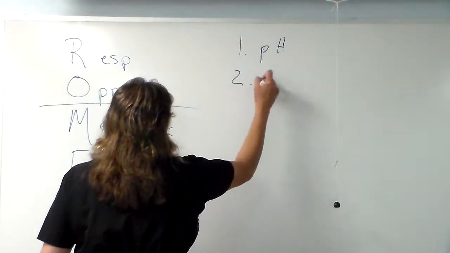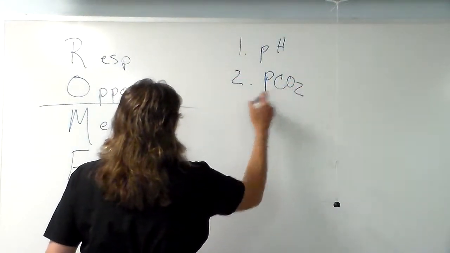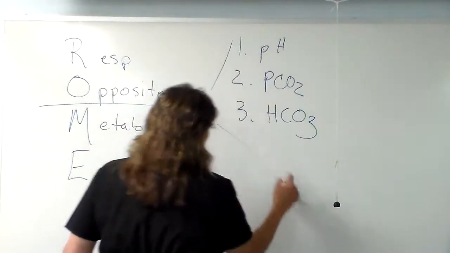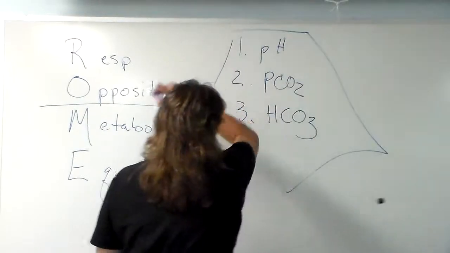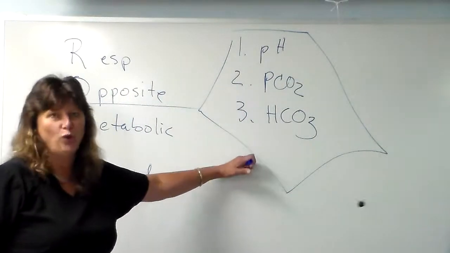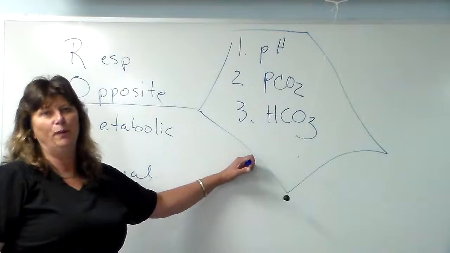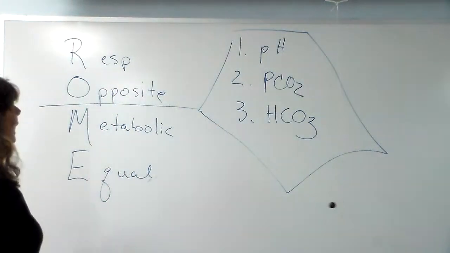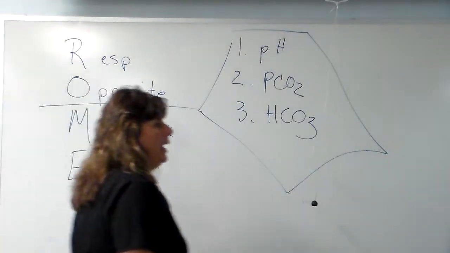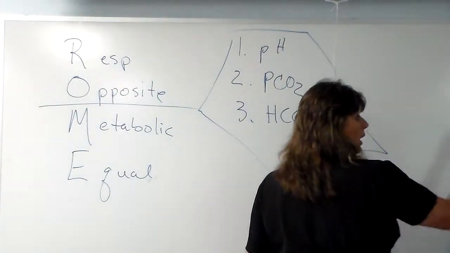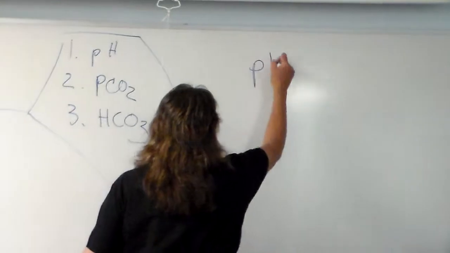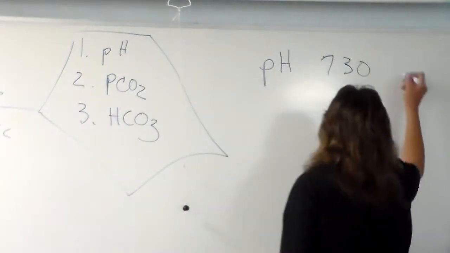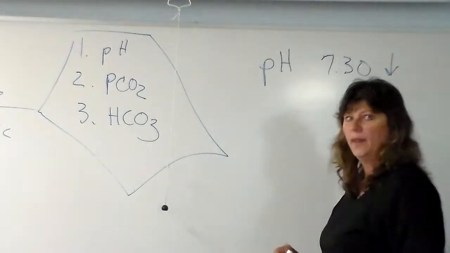pH, number 2, PCO2, and number 3, bicarb, and we always look at them in this order. Do not mix them up, because then you will be confused, okay? All right, so if we look at it in this order, and we have, according to what we had over here a minute ago, a pH of 7.30, I have an arrow that's going down, right?